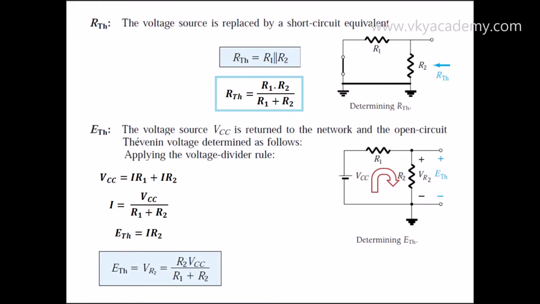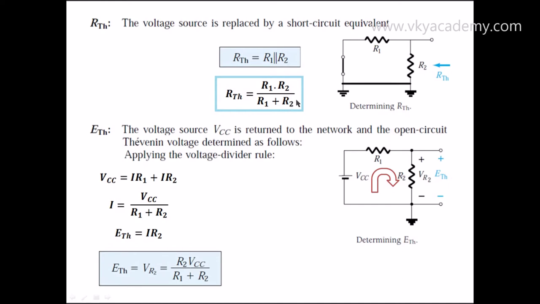In case of Thevenin equivalent, we need to calculate two parameters: the Thevenin resistance RTh and the Thevenin voltage ETh. Now, during the calculation of Thevenin resistance, we need to short circuit all the voltage sources available in the circuit. In this particular circuit, the only voltage source available is VCC. So we have short circuited this path. Now when you look into the circuit from this side, we can see the equivalent resistance RTh is equal to R1 parallel R2. So RTh is equal to R1 R2 by R1 plus R2. So this is the Thevenin resistance.